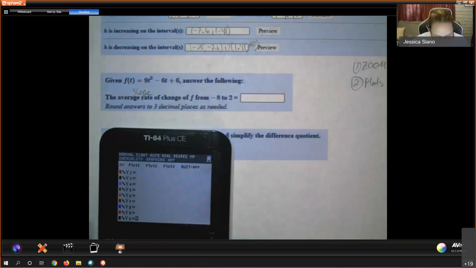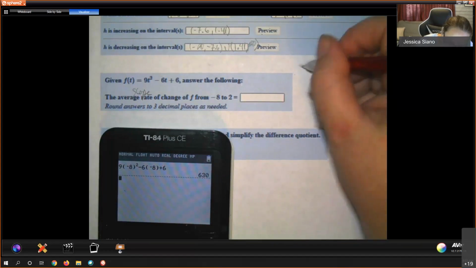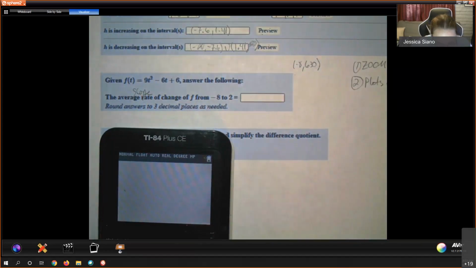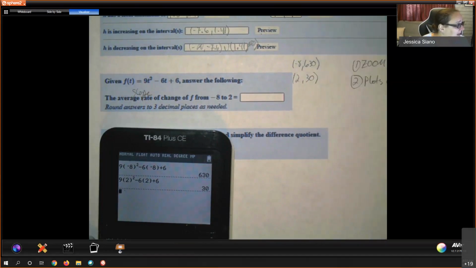So plug in -8. 9 times -8 squared minus 6 times -8 plus 6. When I plugged in -8, I'm going to do the work for this over here. So when I plugged in -8, I got 630. How about when I plug in 2? So 2 gives 30. And those are my x1, y1, x2, y2.